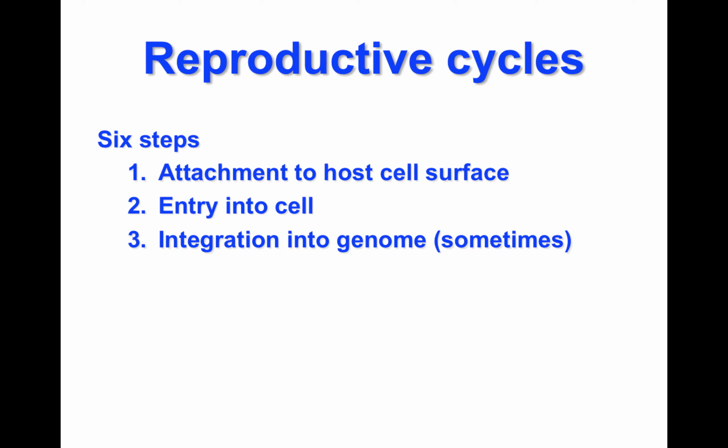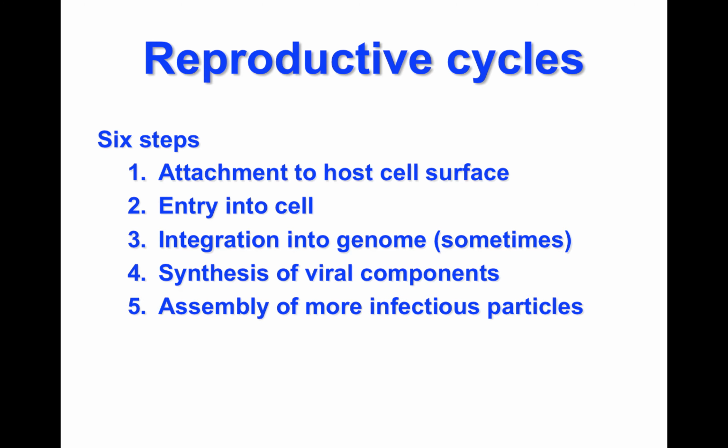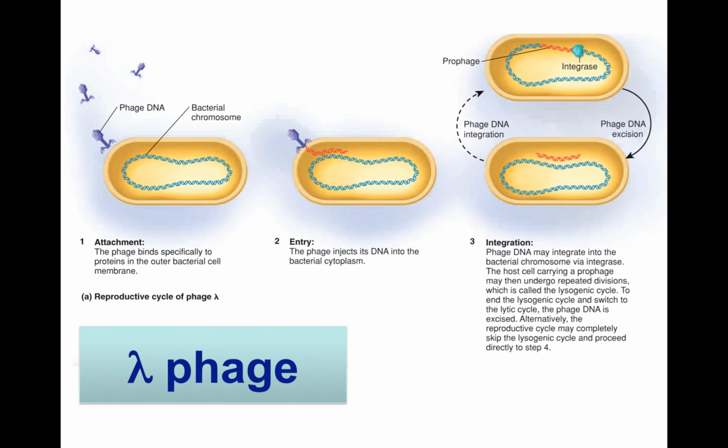Sometimes the viral genome can integrate into the host genome. Then all viruses have to synthesize all their components. There are multiple copies of their own genome as well as all the proteins that make up the capsid, and then a few extra proteins too, like their own DNA polymerase or reverse transcriptase. And finally, the proteins and the nucleic acids all get assembled into more particles that can go on to infect, and then somehow the viruses are released from the host cell.